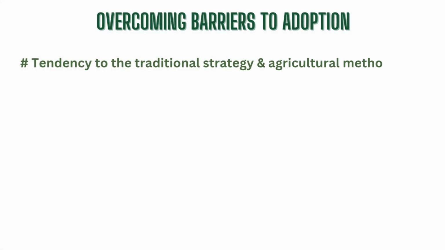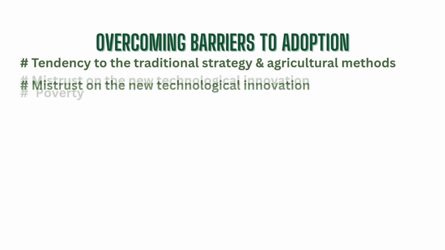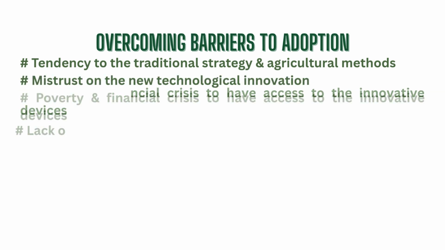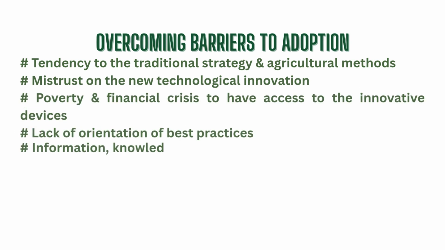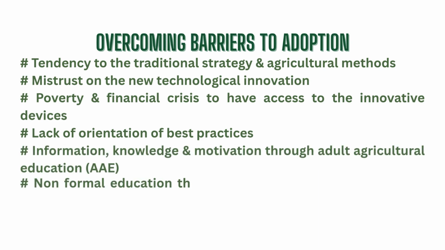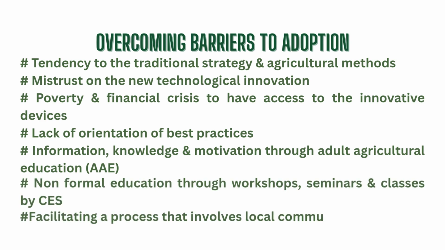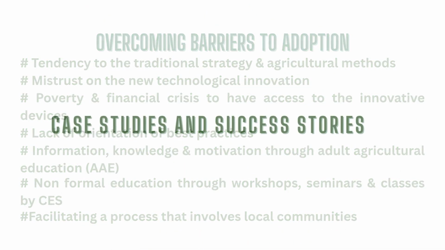Overcoming barriers to adoption. 1. Tendency to the traditional strategy and agricultural methods. 2. Mistrust of the new technological innovation. 3. Poverty and financial crisis limiting access to the innovative devices. 4. Lack of orientation of best practices. 5. Information, knowledge and motivation through adult agricultural education, AE. 6. Non-formal education through workshops, seminars, and classes by CES. 7. Facilitating a process that involves local communities. 8. Help them express their views and building consensus.